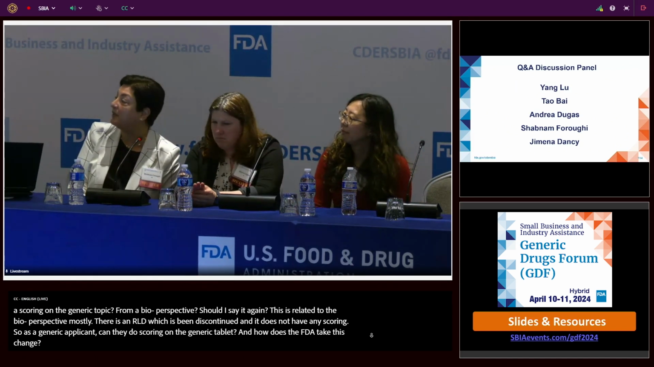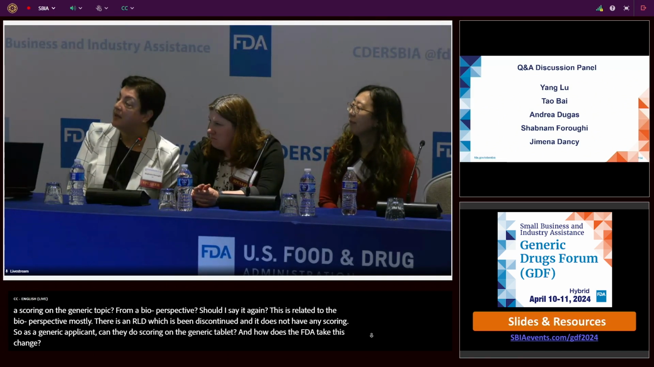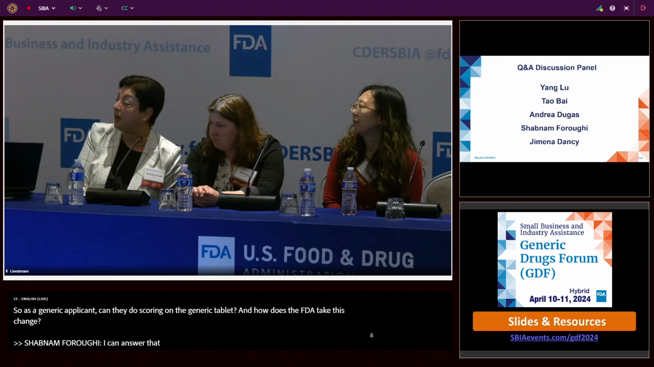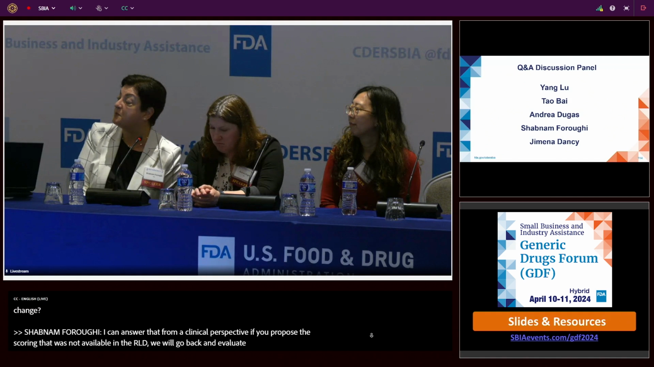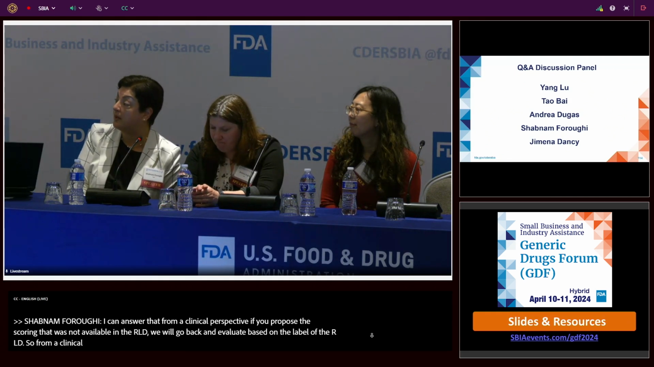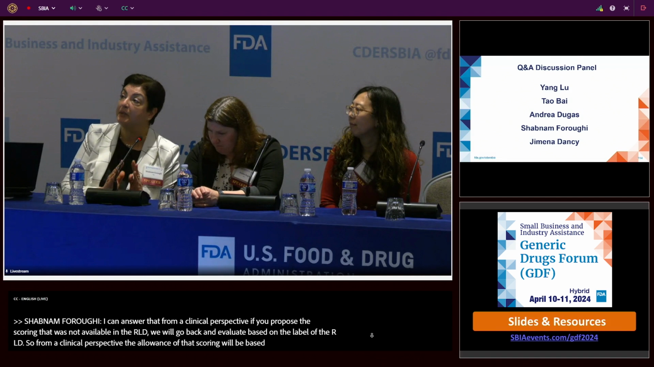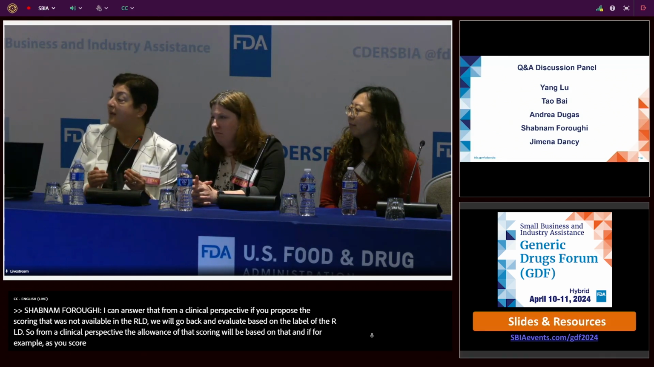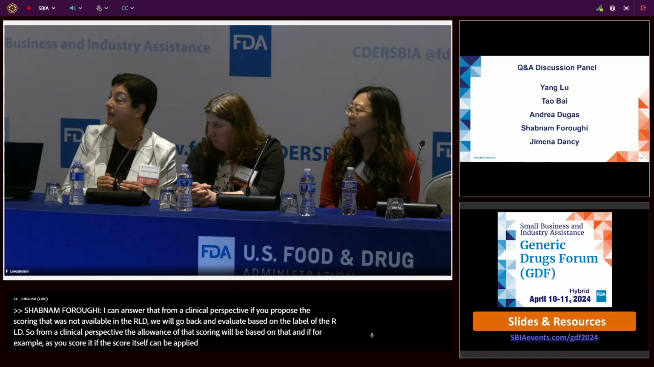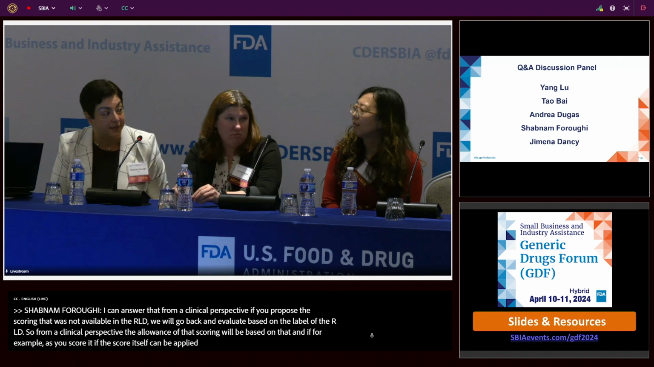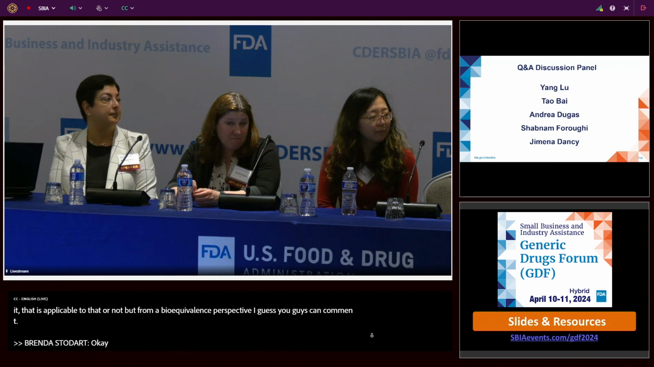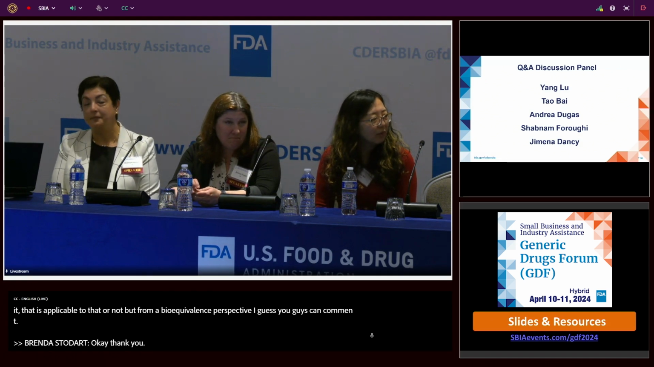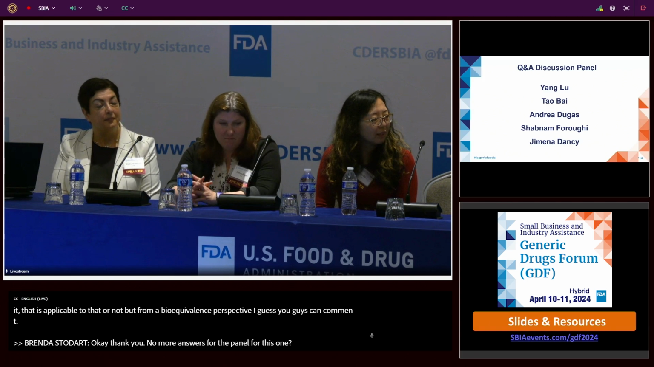I can attempt to answer that from a clinical perspective. If you're proposing a scoring that was not available in the RLD, we're going to go back and evaluate it based on the label of the RLD. So from a clinical perspective, the allowance of that scoring will be based on that. And if, for example, as you score it, you can still apply the same labeling for the end users to take it, and whether that's applicable or not. From a bioequivalence perspective, I guess you can comment. Okay, thank you. No more answers from the panel for this one, right? I would just quickly chime in, just my personal perspective.